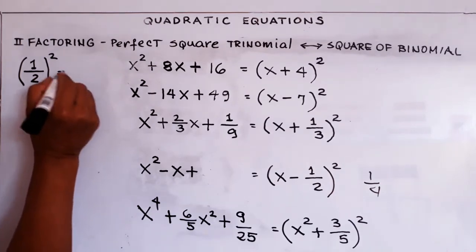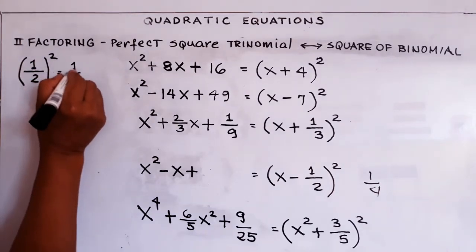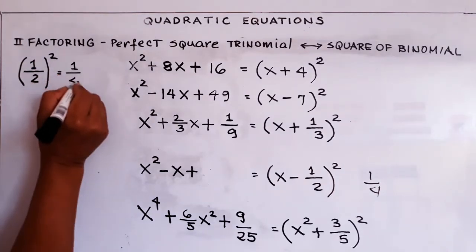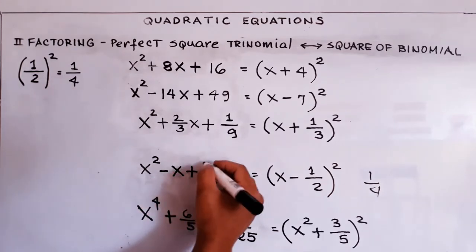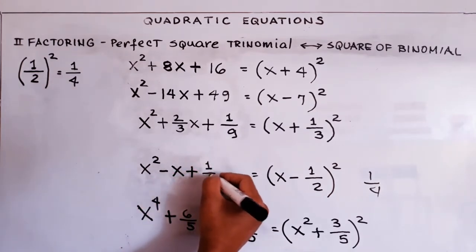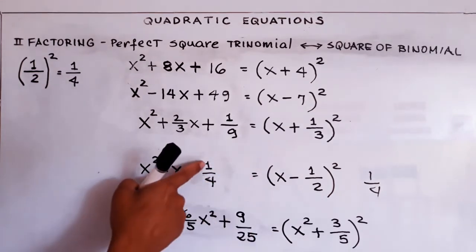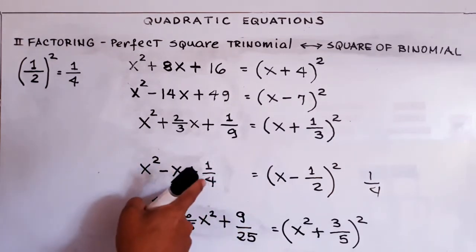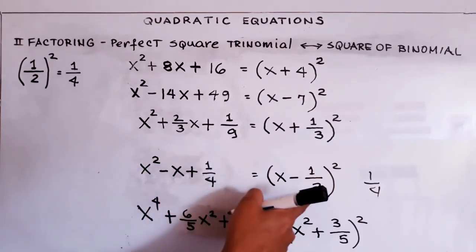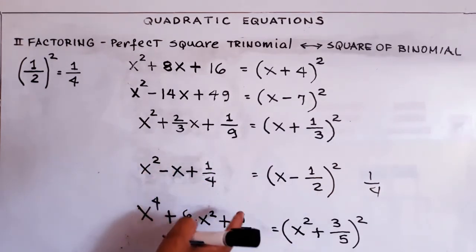But we'll do it in fraction. So in fraction, 1 times 1, it's 1. 2 times 2, it's 4. So we just add the 1 over 4. Do we have a square root for 1? Yes, it's 1. Do we have a square root for 4? Yes, it's 2. Okay, that's correct.